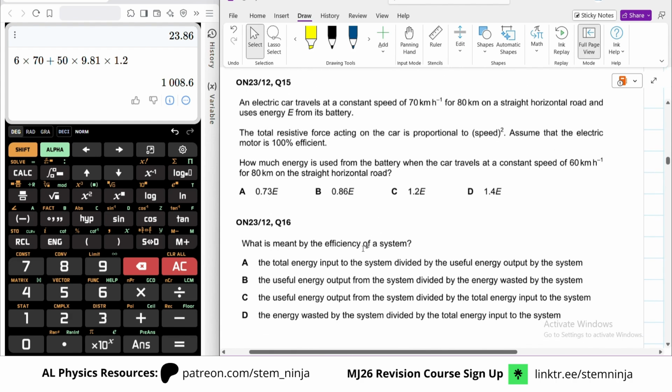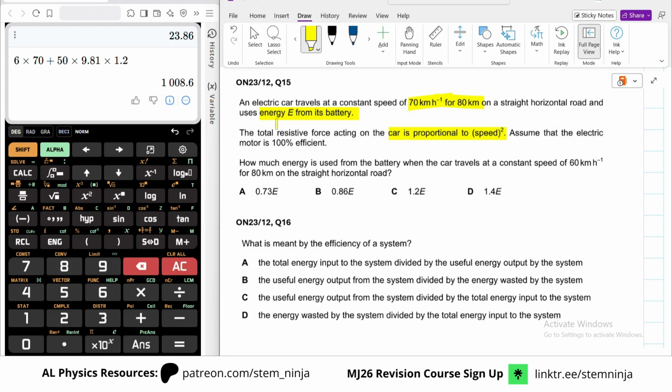Let's see this one. An electric car travels at a constant speed of 70 kilometers per hour for 80 kilometers on a straight horizontal route and uses energy E from its battery. Total resistive force acting on the car is proportional to speed squared. Assume that the electric motor is 100% efficient. How much energy is used from the battery when the car travels at a constant speed of 60 km per hour for 80 kilometers on a straight horizontal road?